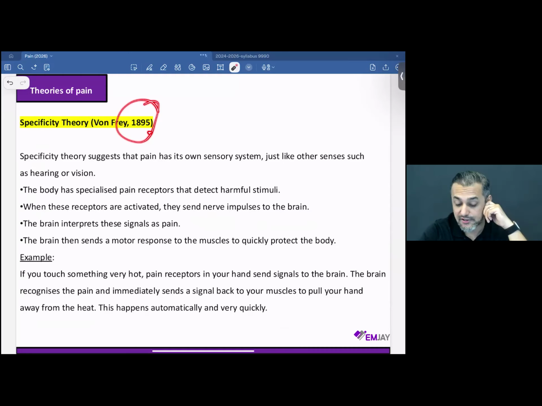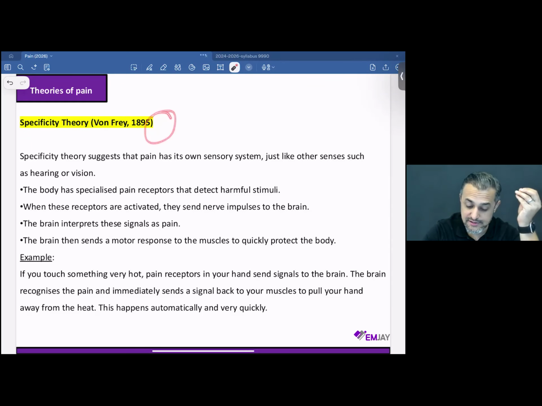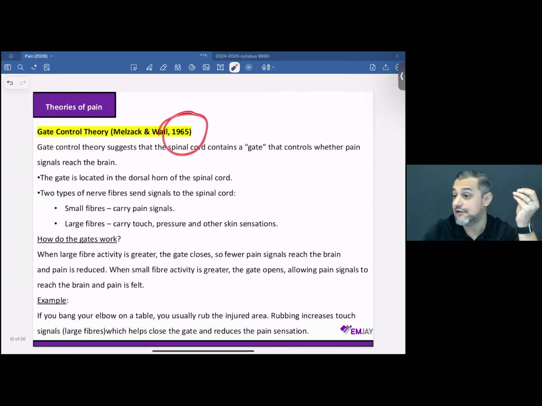This is just to give you an idea that this specificity theory is old, comparatively old, and many people see this as being outdated as well, but that's one explanation or one way to explain why people experience pain, and it's good knowing. So here we see the year 1895 and here we see the year 1965. So roughly there is an 81 year difference between the two.